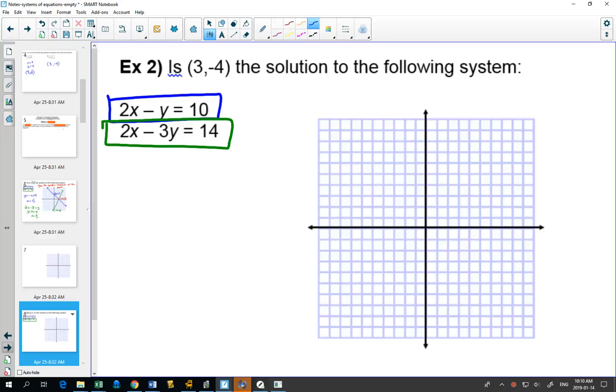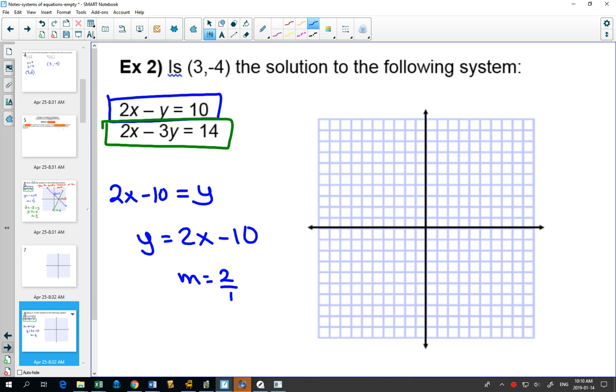So for equation 1 in blue, can you see that I could get the y by itself by subtracting 10 on both sides and adding y to both sides? Rewriting this means that this is 2x minus 10. My slope is 2, which is 2 over 1. My y-intercept is negative 10. Up 2 over 1, up 2 over 1, up 2 over 1, and so on.